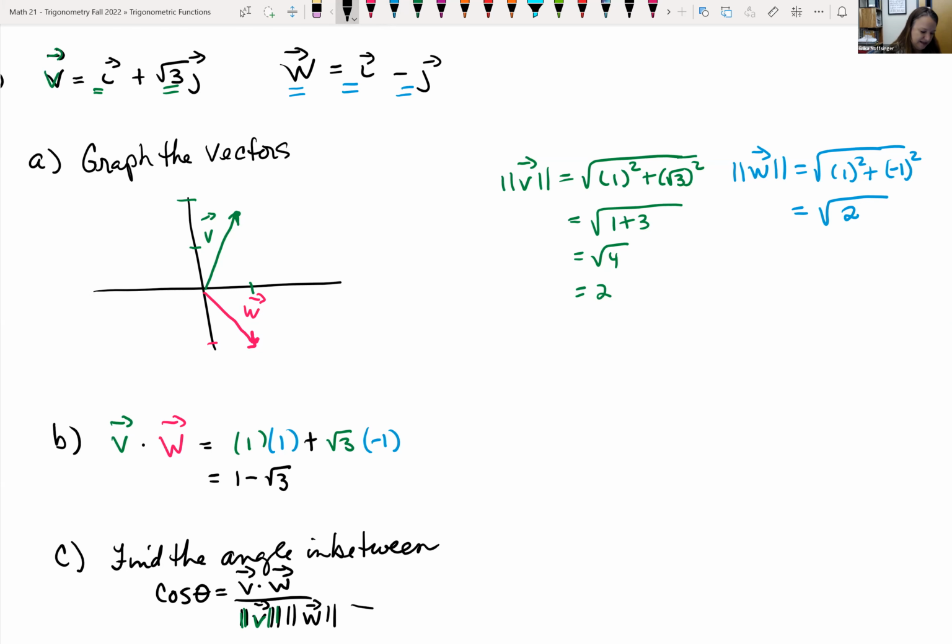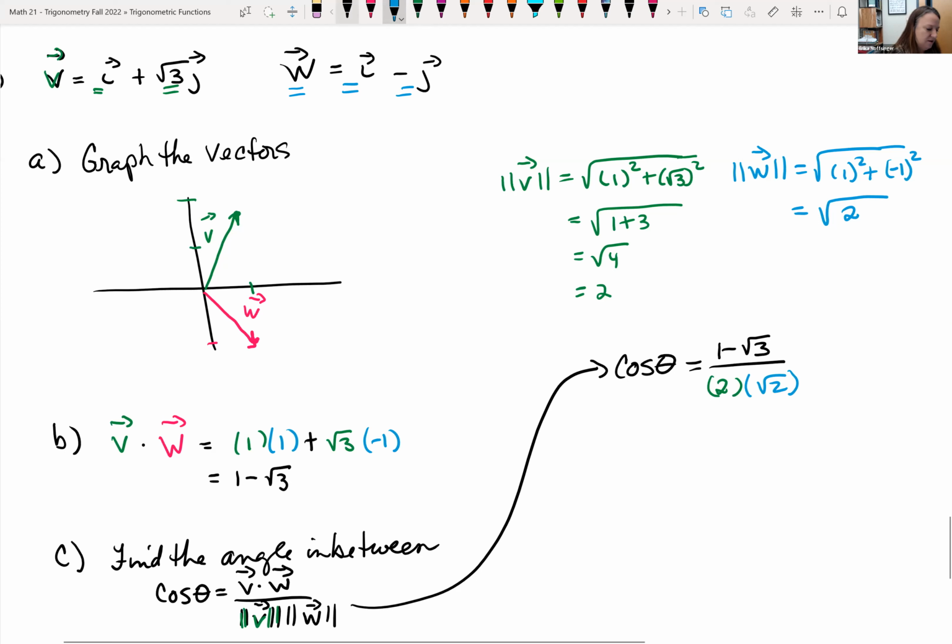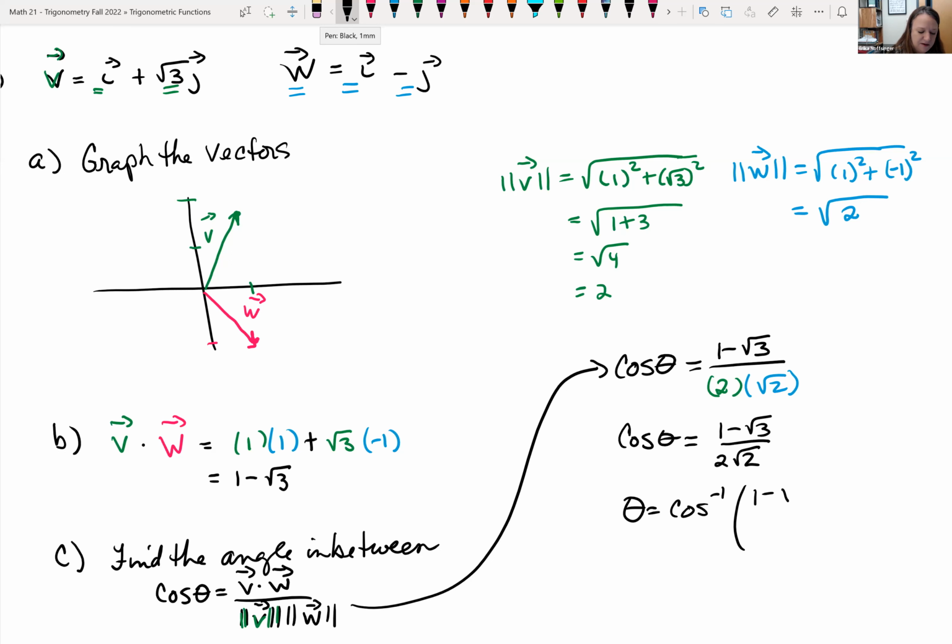So plugging that information back in, I get cosine theta is equal to the dot product of V and W, which we found to be 1 minus root 3, all over the magnitude of V, which we found to be 2, all times the magnitude of W, which we found to be root 2. So we have cosine of theta is equal to 1 minus root 3, all over 2 root 2. Taking cosine inverse of both sides, we get theta is equal to the cosine inverse of 1 minus root 3, all over 2 root 2.